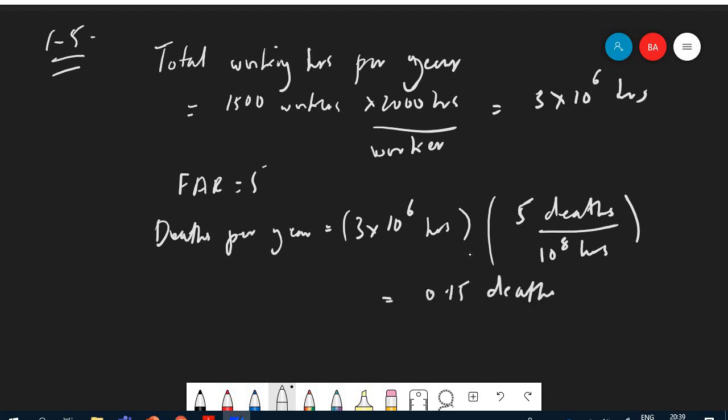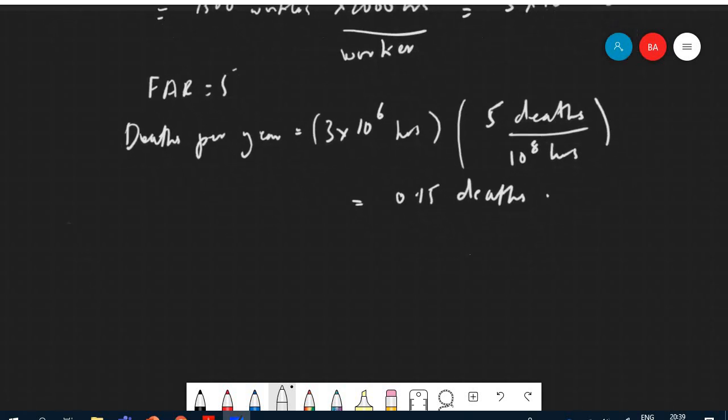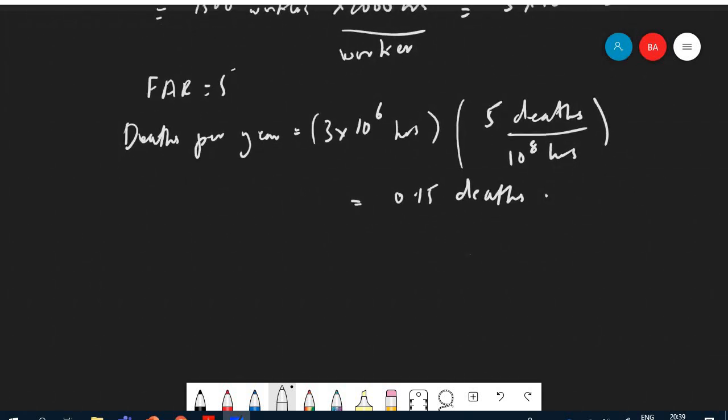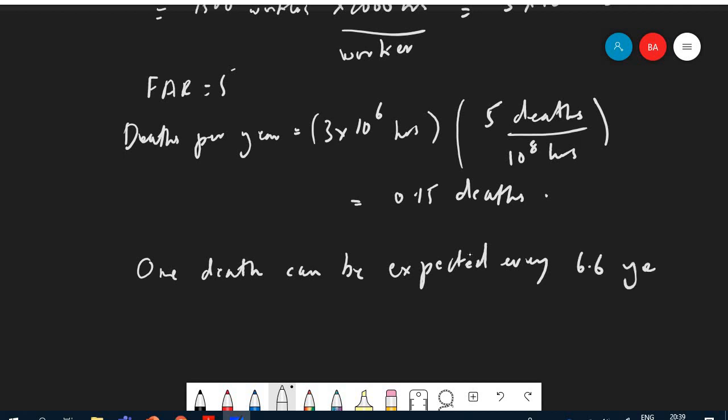Okay, wow, 0.15 death. It means that we are expecting to have one death. One death can be expected every 6.6 years. Why? Because here I'm calculating the deaths per year. So this is per year. Here we are talking about how many deaths we are going to have per year.